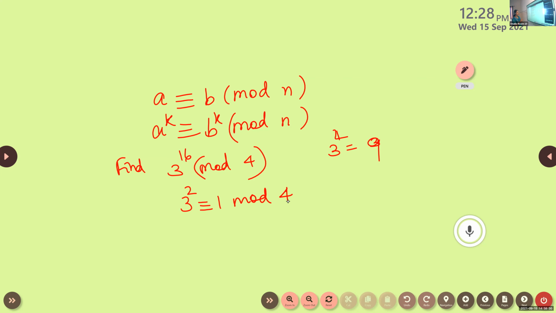Okay. We want 3 raised to 16. 16 means what you can do? We take power 8: 3 squared is congruent to 1 mod 4, so 3 raised to 16 is congruent to 1 raised to 8. What is 1 raised to 8? It is 1. So here also it is congruent to 1. So the remainder will be 1. The possible remainder is 1.